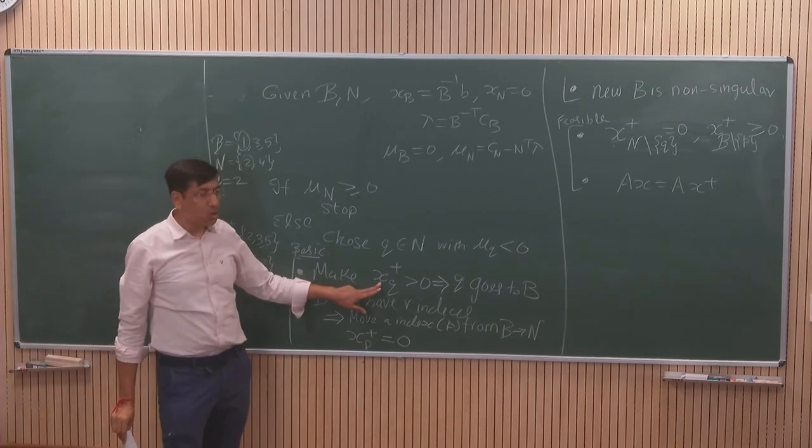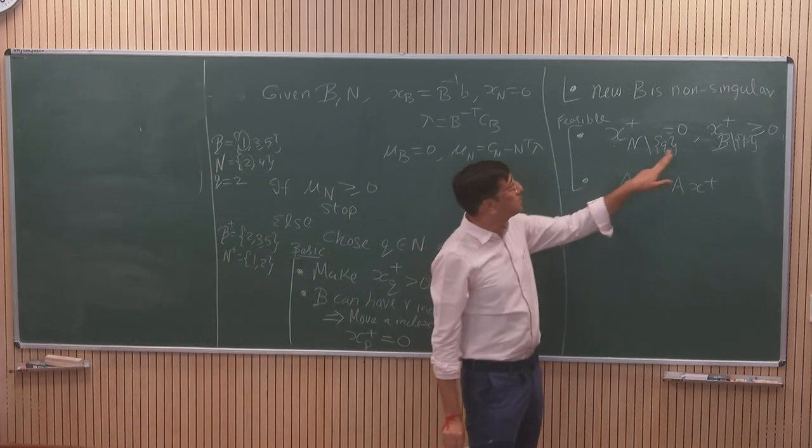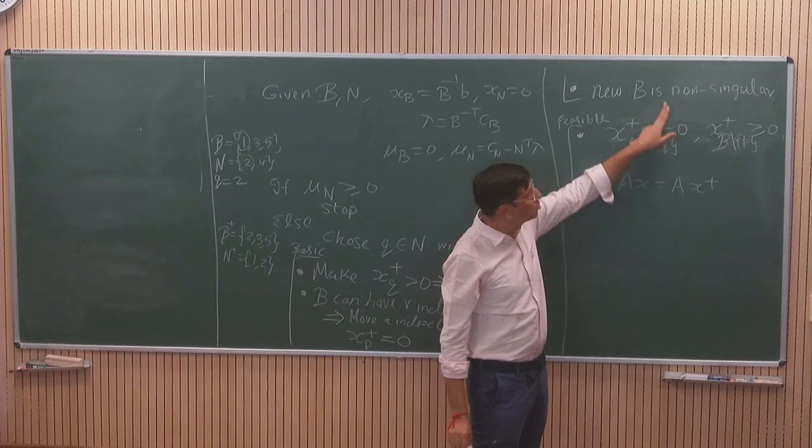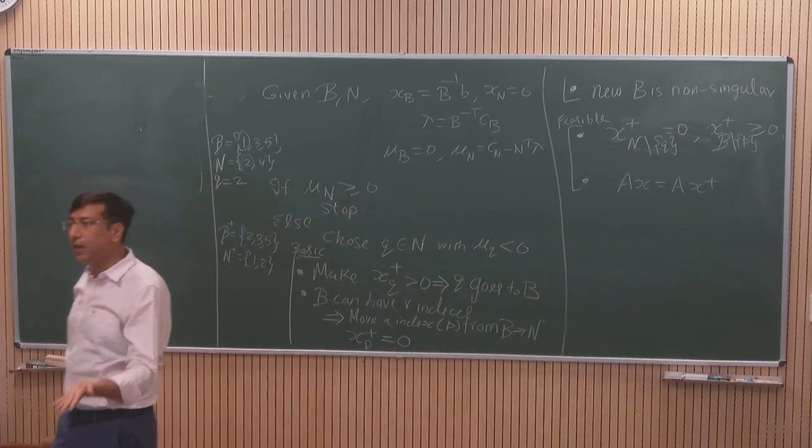What should I make xq plus? How should I make this equal to 0? How should I get this, so that I get the new x plus? Right now I only have x.